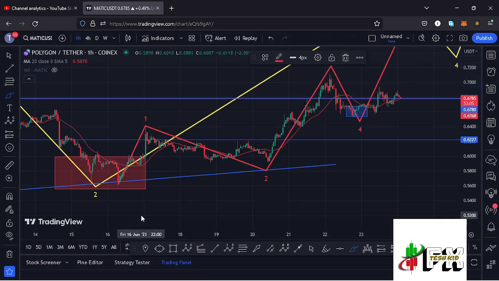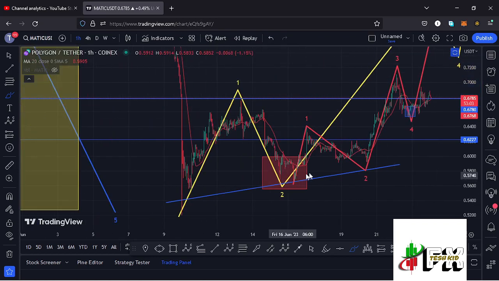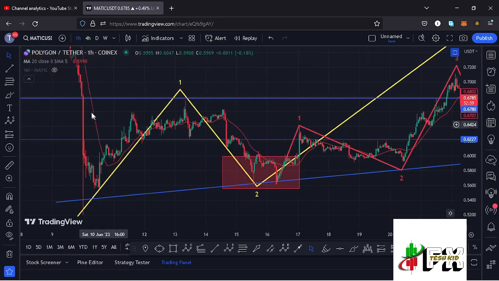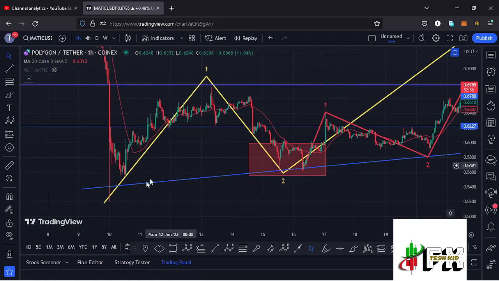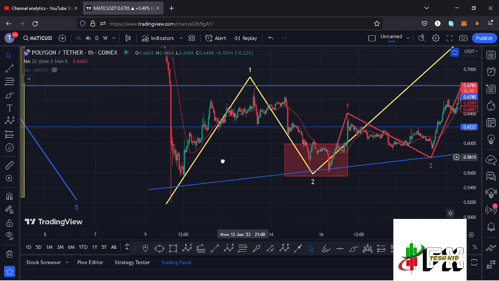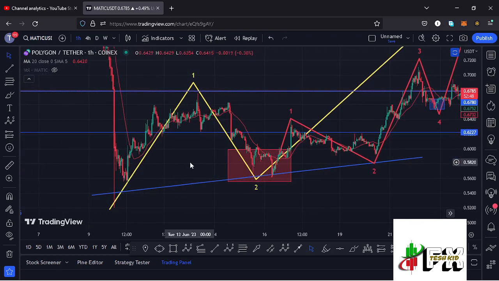Matic has also continued to obey the Elliott wave structures. After seeing our massive crash on the 10th of June, in a move that gave us a low at around the $0.52 mark, we started this nice recovery to the upside in a move that has been obeying the Elliott wave structures, where I have this Elliott wave structure in yellow as the higher Elliott wave degree, terming that as that first wave to the upside.